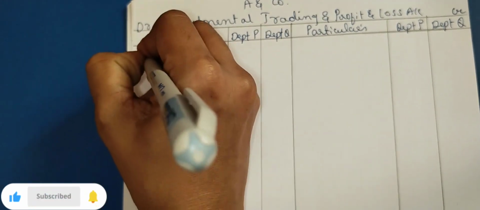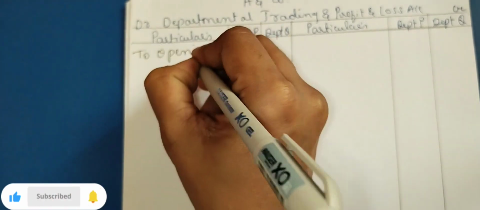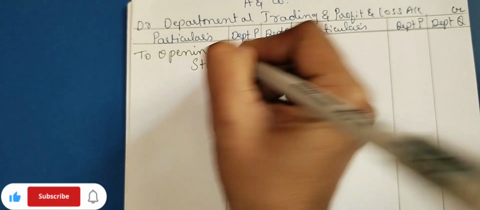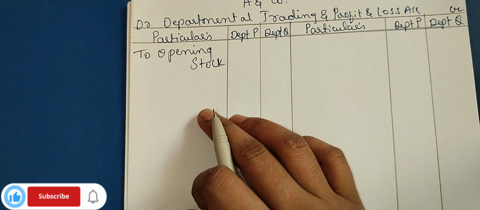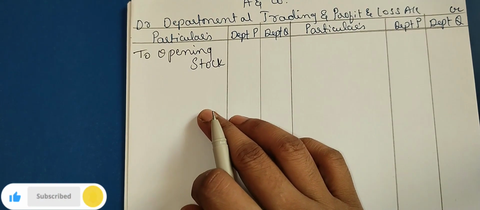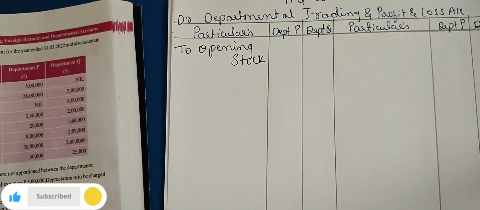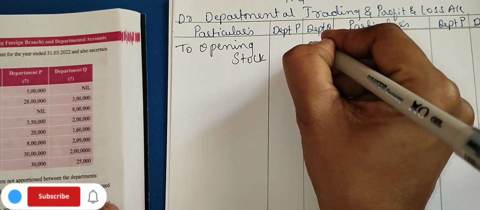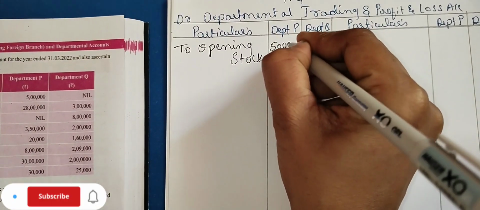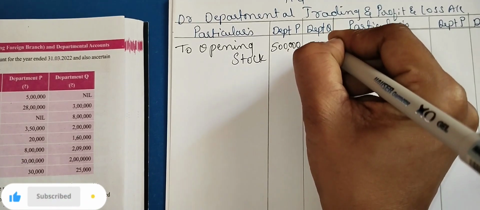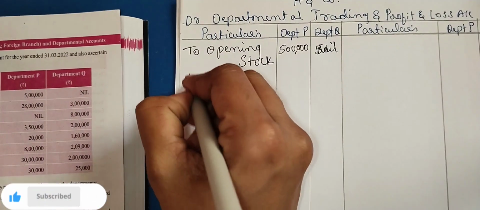First we record the opening stock. The previous year's closing stock will be considered as the opening stock. The amount of opening stock is given, that is 5 lakh for P department. For Q it is nil. Then we have purchases.